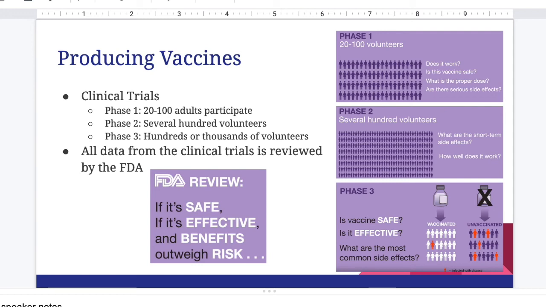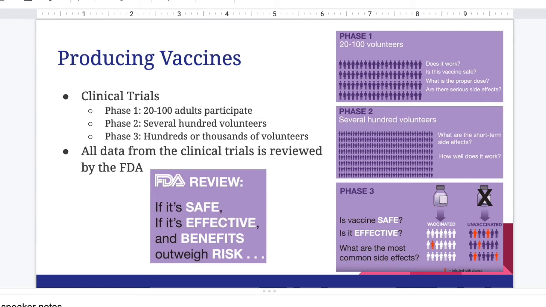Once it seems okay and you have your data collected from phase 1, you would go on to phase 2 where you increase the sample size to several hundred volunteers. When you're doing this, you would look at short-term side effects. How well the vaccine works will be something else you would check into. And then phase 3 is going to increase even more. You would have hundreds or thousands of volunteers in this phase.